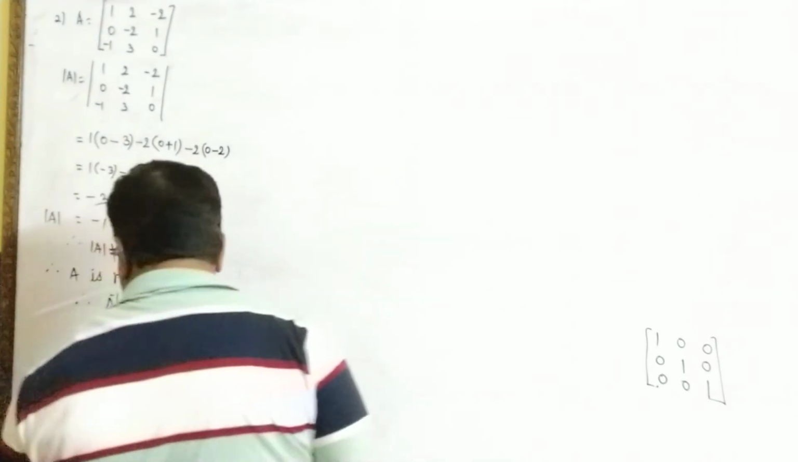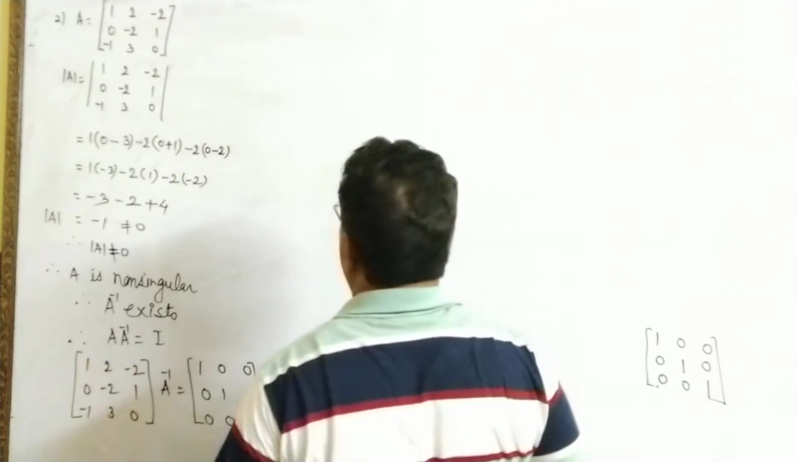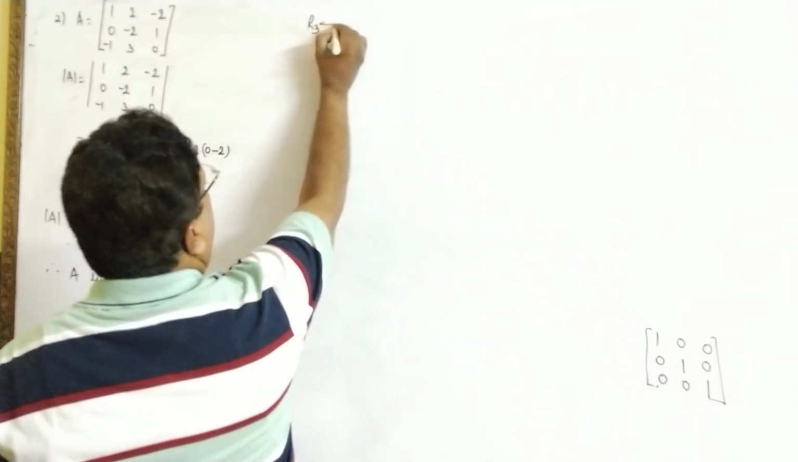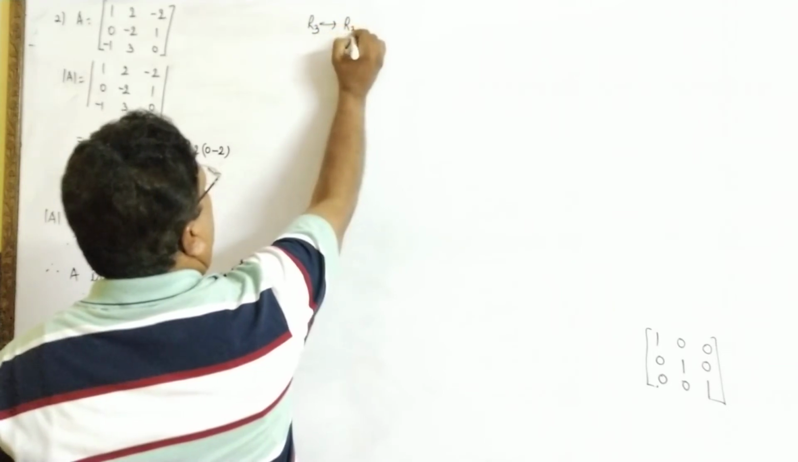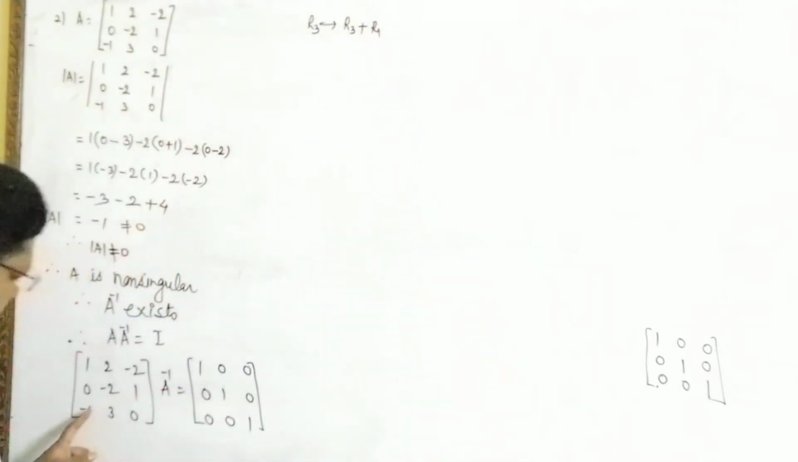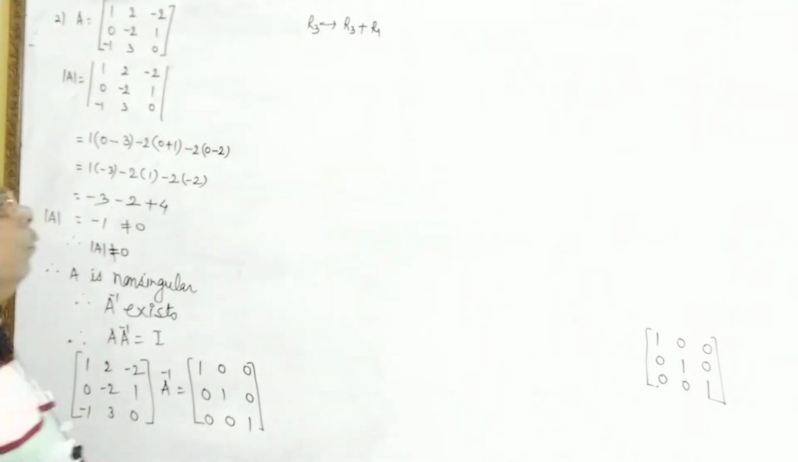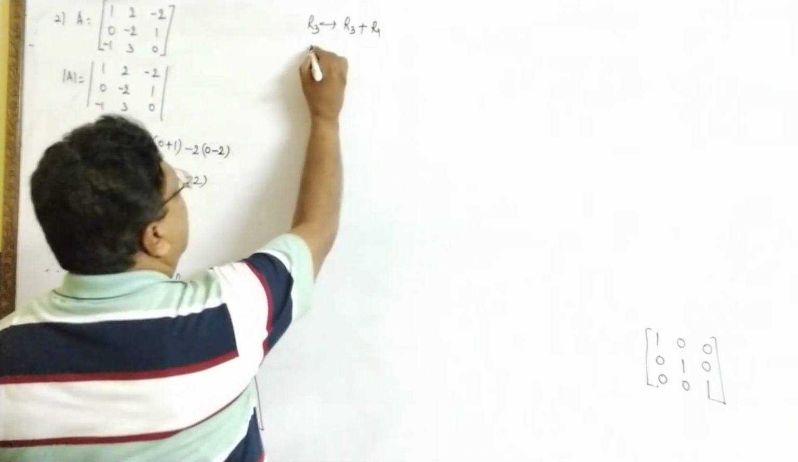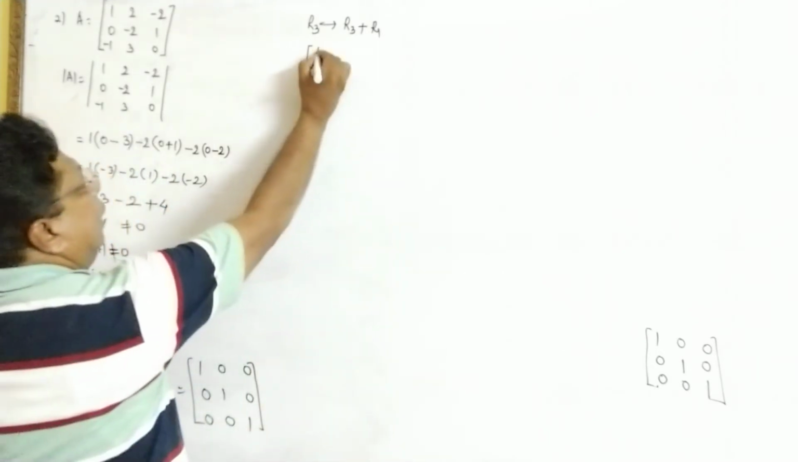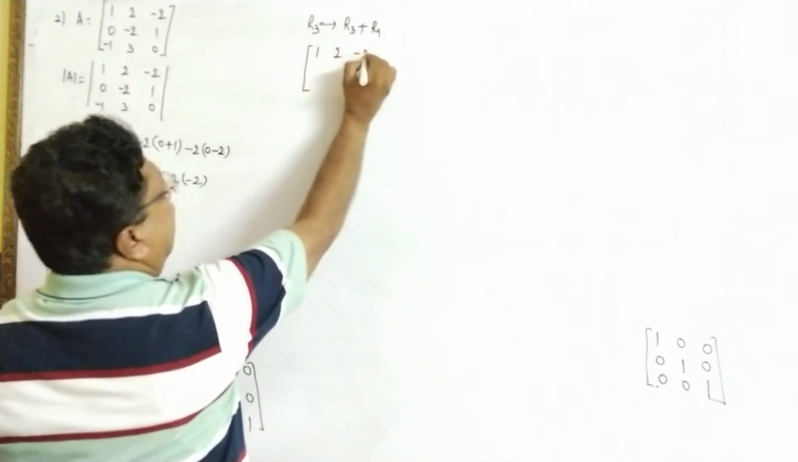We want 0 in the place of A3 1. So what is the operation? We know that minus 1 plus 1 is 0. So the operation is R3 implies R3 plus R1. Minus 1 plus 1 is 0. Which row will change? Third row will change. No change in the first and second row.